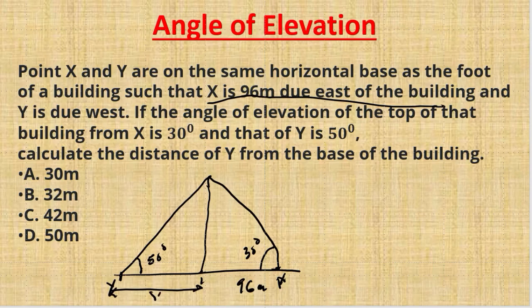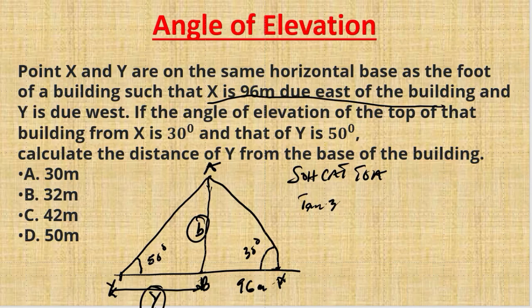I'll refer to that as Y. Let's refer to the height of the building as B. I'll use the principle of SOHCAHTOA to solve this question, because I'll need to find B first, then I'll find Y. From the first part of the triangle, let's label the triangle. If this is A and here is B, from A, B, and X, I can solve for B using tan theta. Tan 30, which is equal to opposite over adjacent, will be B over 96.